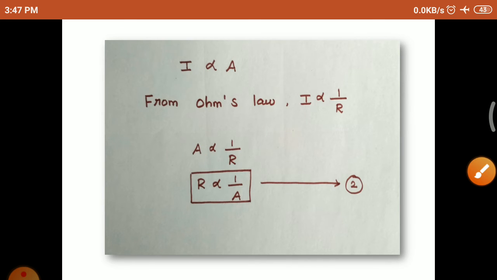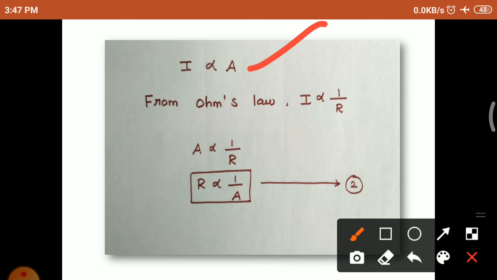Are you clear on this equation? From the observation, I is directly proportional to A. From Ohm's law, I is inversely proportional to 1 by R. The left hand side is the same, so I equate the equations. From this equation, I know that R is inversely proportional to 1 by A.